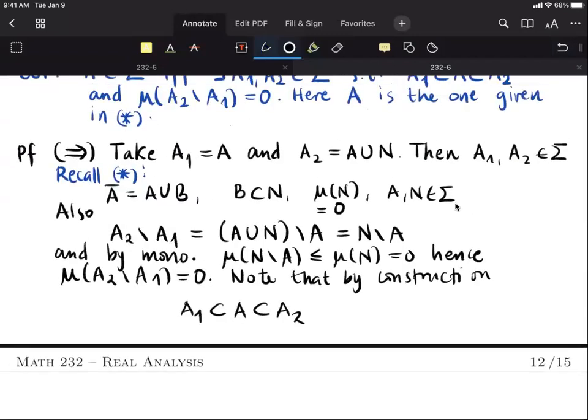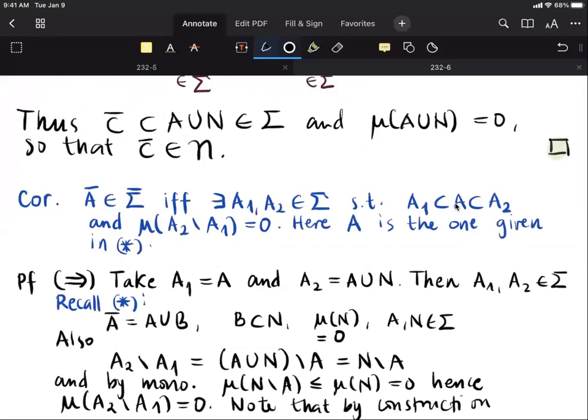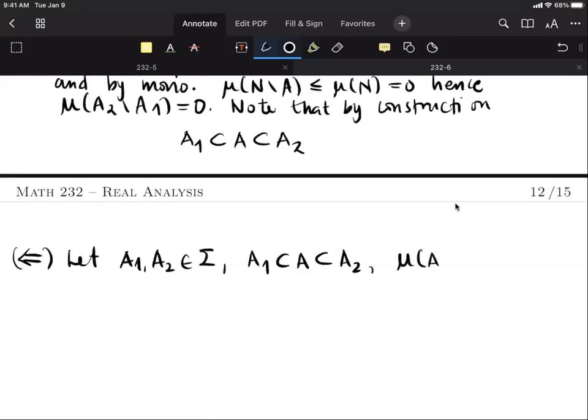Conversely, suppose I have this representation. If I have A1 and A2 in sigma, A1 is a subset of A, and this is a subset of A2, where the difference of the measure is 0.